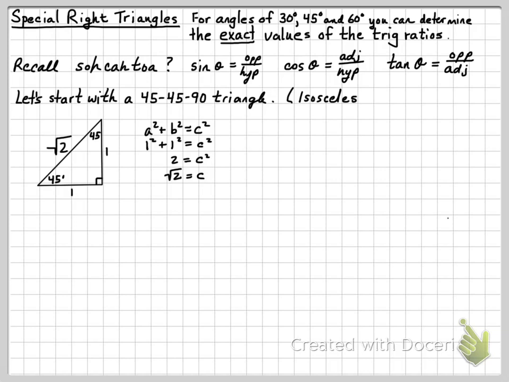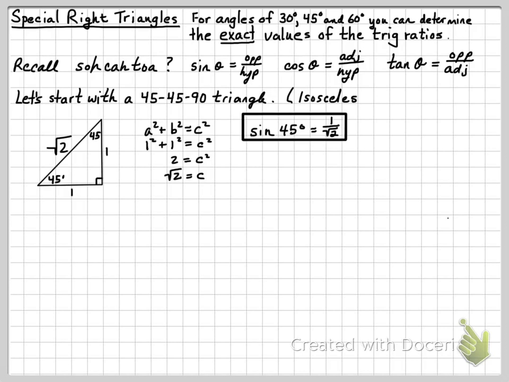Now that we have our three sides, we can determine the sine, cosine, and tangent values in exact figures. Now, the sine of 45 degrees is going to equal opposite side. Well, the opposite side to 45 degrees is 1 over the hypotenuse, which is root 2. So the sine of 45 degrees is going to be exactly 1 over root 2.